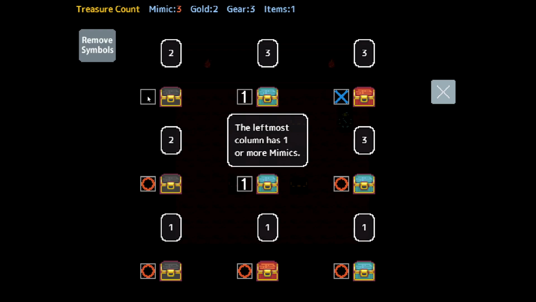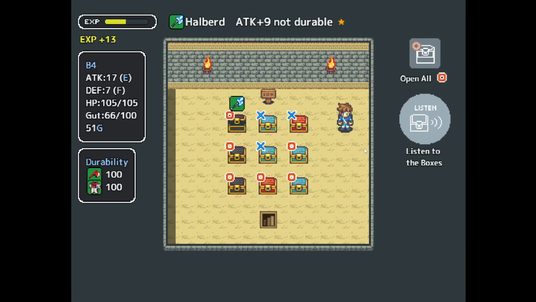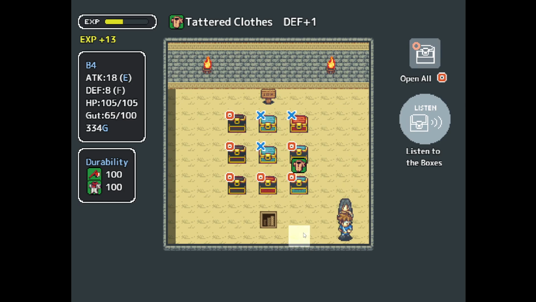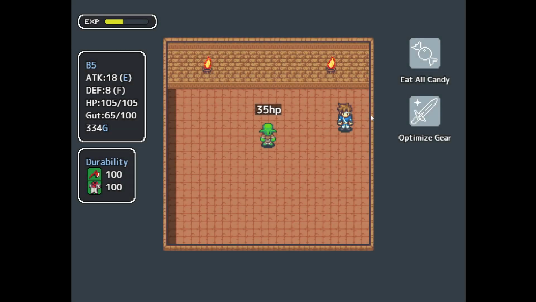Do we just send like this then? Yep. And let's see what we get. A goblin? I can't talk to you.